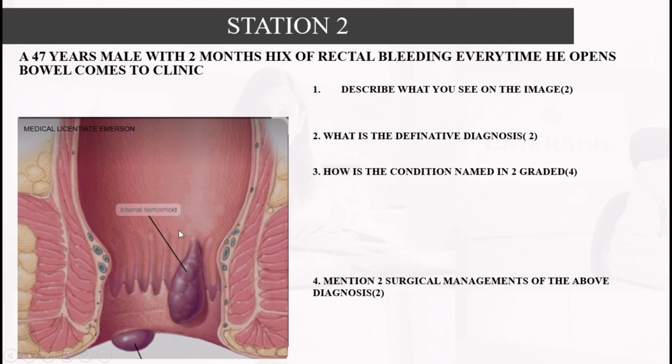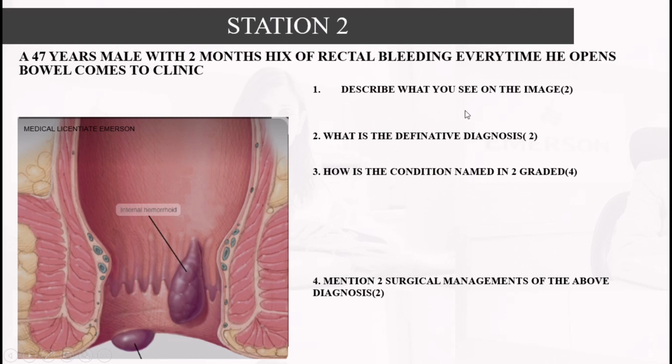So as you can see, it's even written here. There is this perianal growth, and this anal growth which is internal, like I said. Then this is a perianal growth. And it's even written here, internal hemorrhoid. So I think that was one of the pointers, maybe, if you still didn't know what these were.